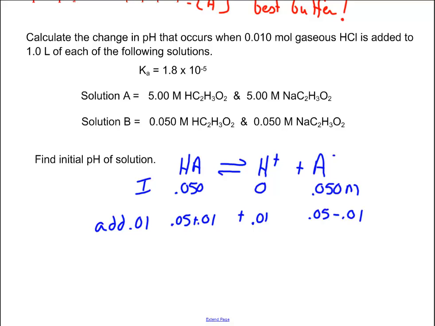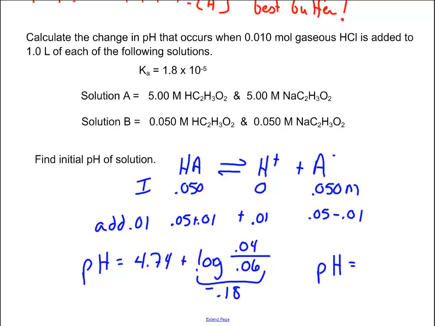So now, same equation, pH equals the pKa, which is 4.74, plus the log of my anion concentration over my acid concentration. So I have 0.04 over 0.06. I have a little bit different setup this time. So this becomes negative 0.18. And so my pH now is 4.74 minus 0.18, and so I have a pH of 4.56.